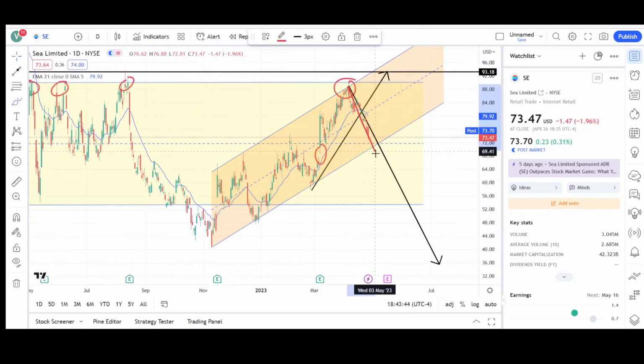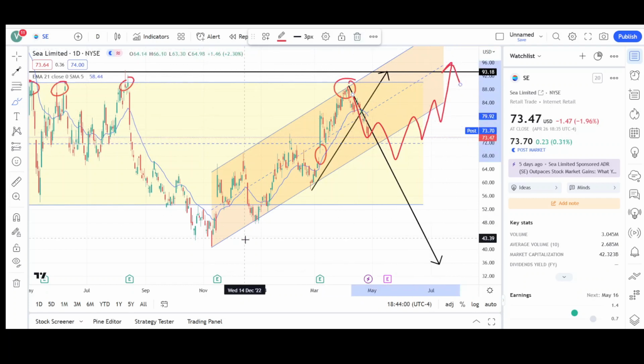Are we gonna see one leg down, a couple legs up, and then a second leg down to reach that measurement target? Or are we gonna just see a break of this channel and then a couple attempts to go down that fails to rocket prices higher? So we'll have to wait and see.